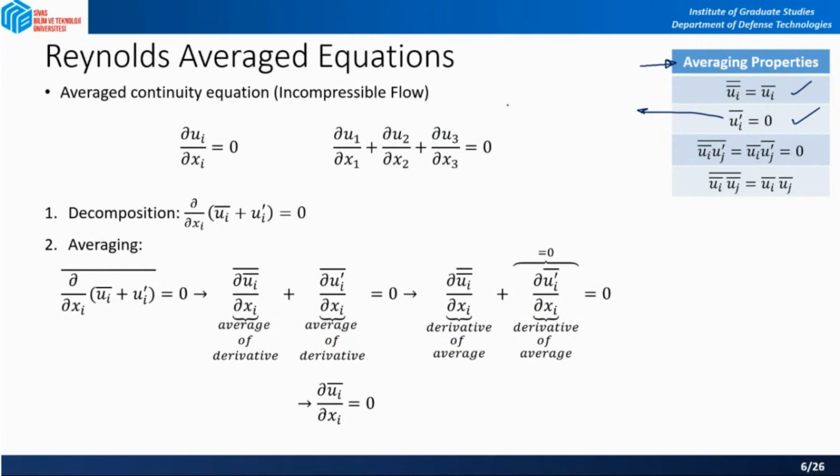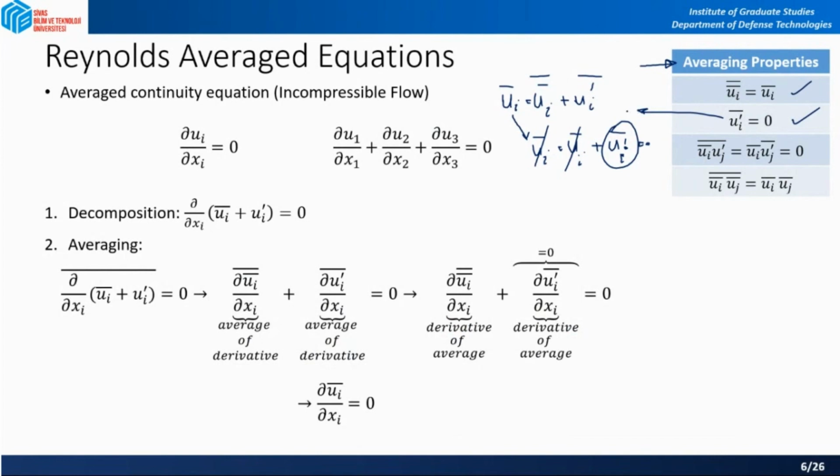You know that Reynolds decomposition says that ui is ui bar plus ui prime. So take the average of all of these. So this will be ui bar. The average of the average is the average. So these two cancel out, and the average of fluctuations will be zero.